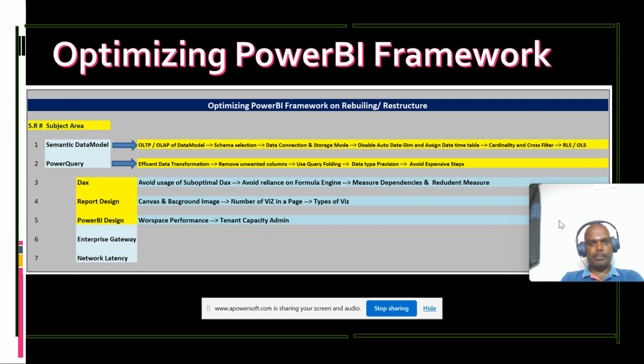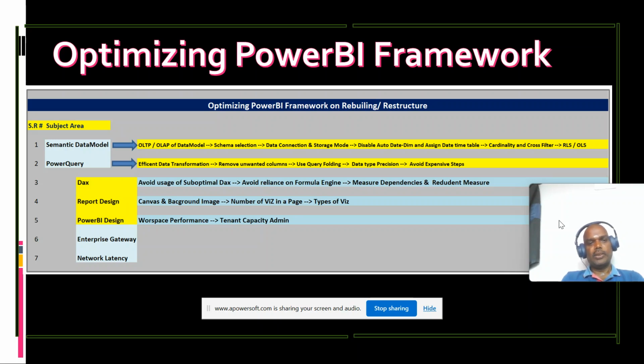by the DAX formula. And if you have multiple measures, where a single measure references multiple measures and you are displaying the final measure, it needs to go through several passes. At the same time, if you are using the same calculations with multiple measure names, those kinds of redundant measures you need to avoid.